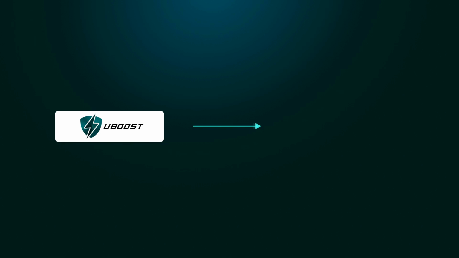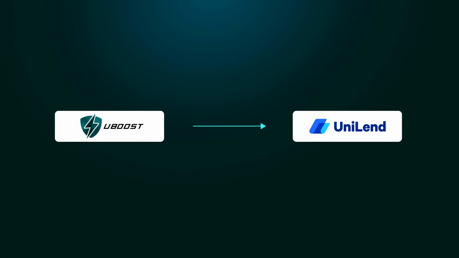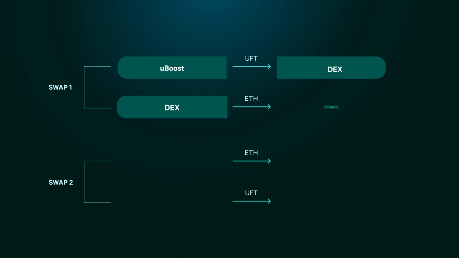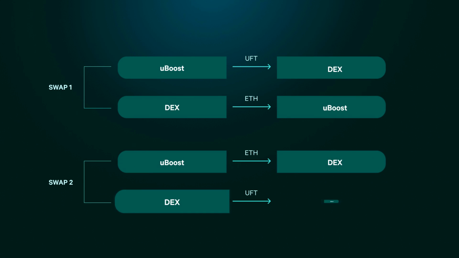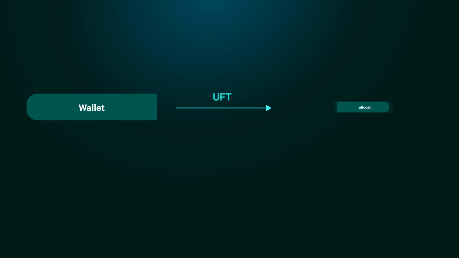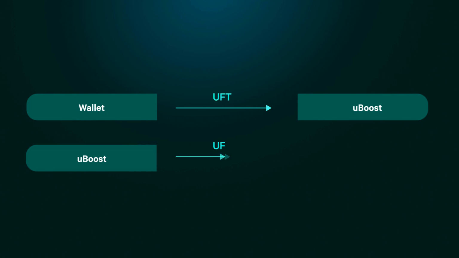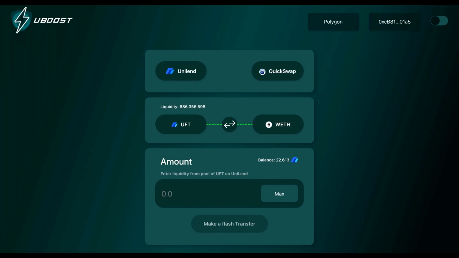Here, we are borrowing UFT tokens from Uniland to Uboost, and Uboost will perform swap of UFT with ETH on DEX. The swap happened twice, where UFT is swapped with ETH and then ETH is swapped again with UFT. You will require Uboost approval to spend your token. This is a one-time approval. If you borrow the same token again, this step will be skipped.